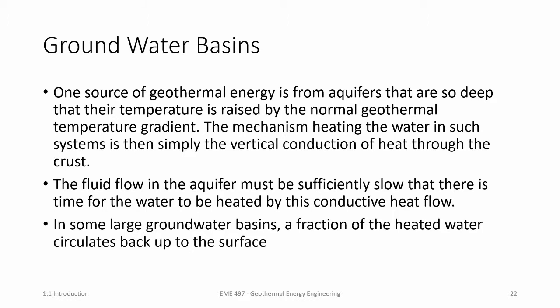So looking forward into some more conductive systems would be groundwater basins. This is a source of geothermal energy from aquifers that are so deep that their temperature is raised by the normal geothermal temperature gradient. The mechanism of heating the water in such a system is simply vertical conduction of heat through the crust. The fluid flow in the aquifer must be sufficiently slow that there is time for the water to be heated by this normal temperature gradient.